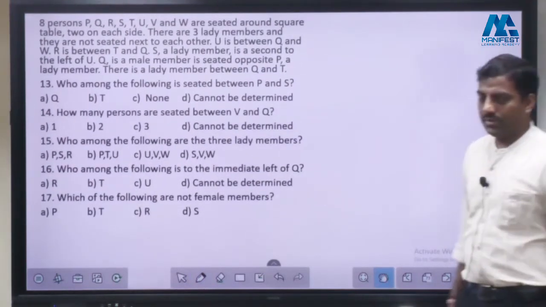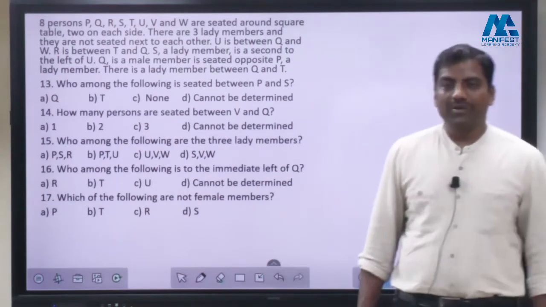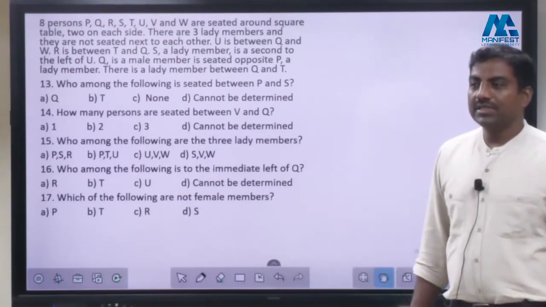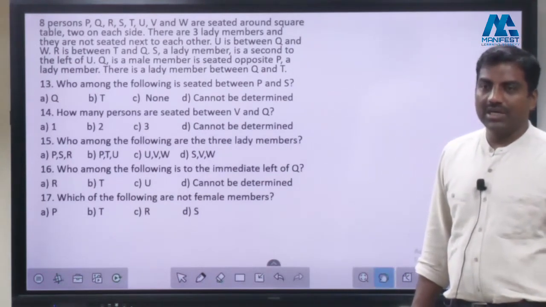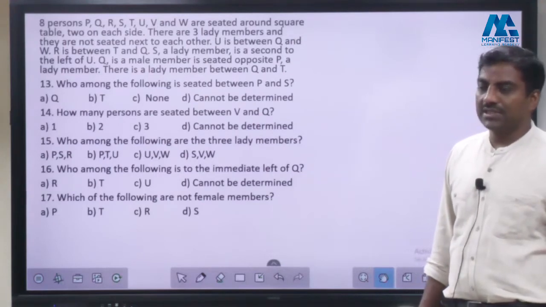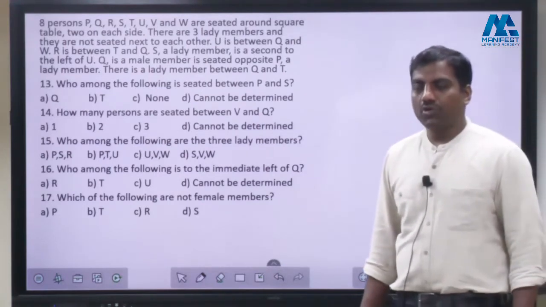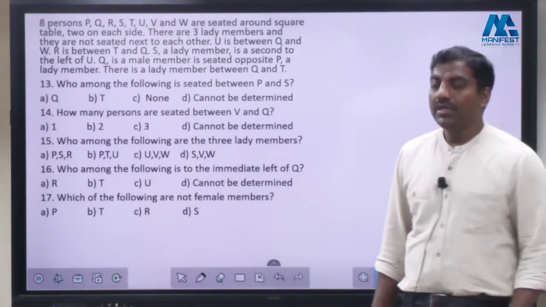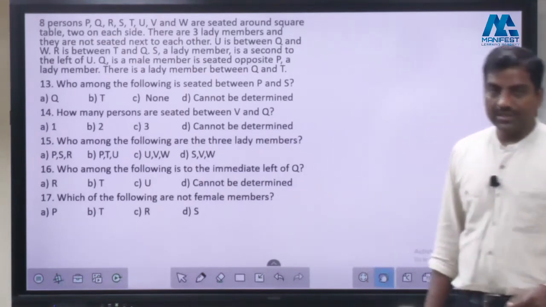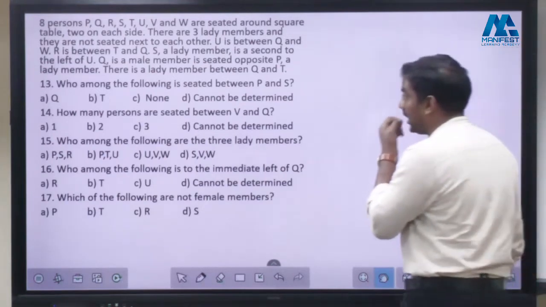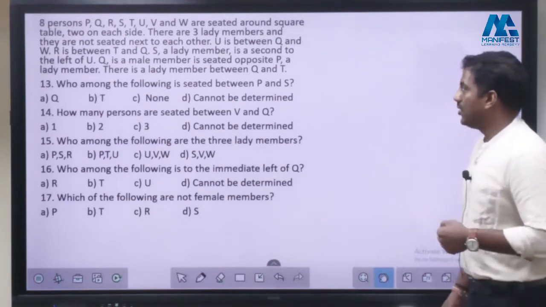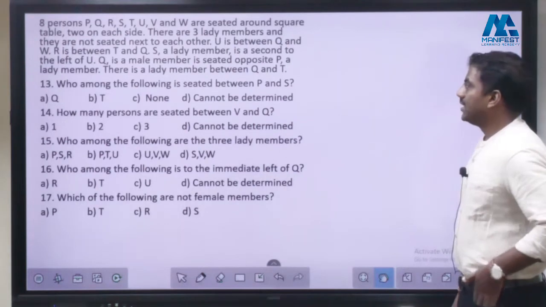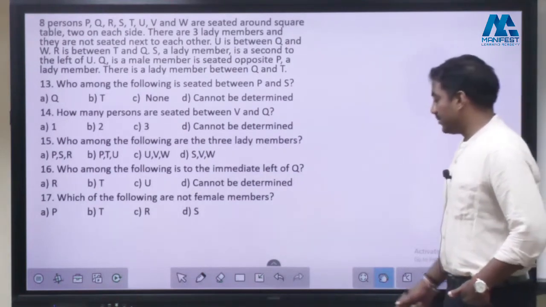This is quite a difficult problem, I would say, because this is the square table arrangement. Here your visualization is very much required. And I have told you, when we are making 2 persons sit on each side of the square table, it becomes even more difficult. Okay? Now, 8 persons, P, Q, R, S, T, U, V, W are seated around a square table, 2 on each side.